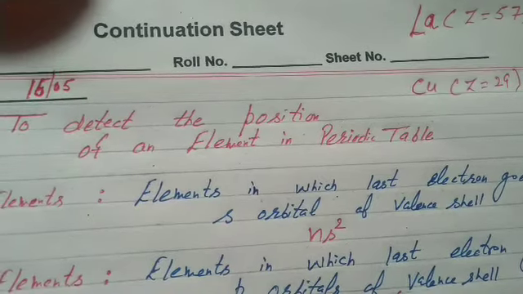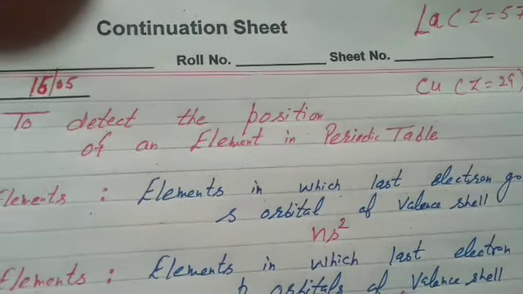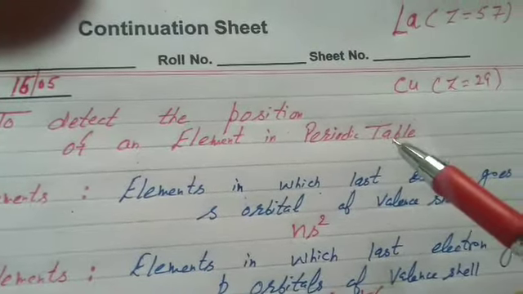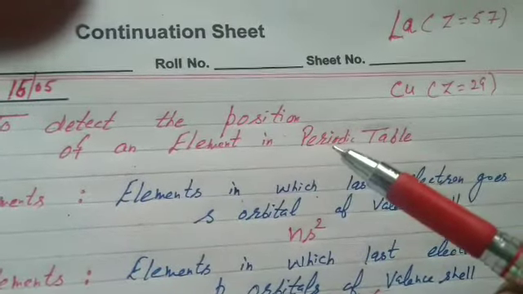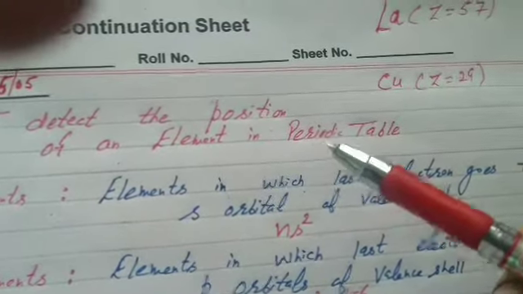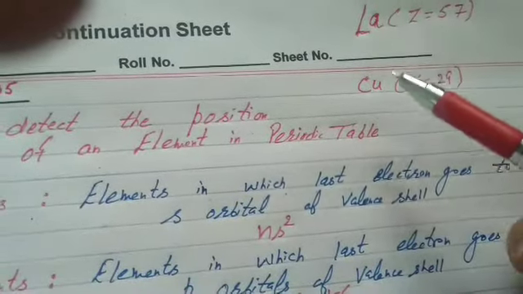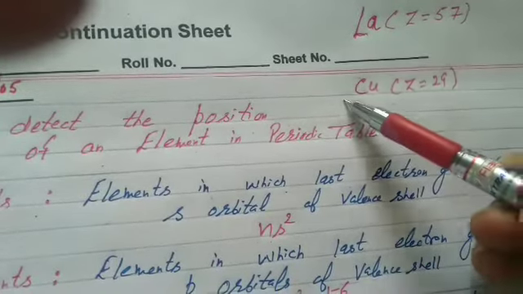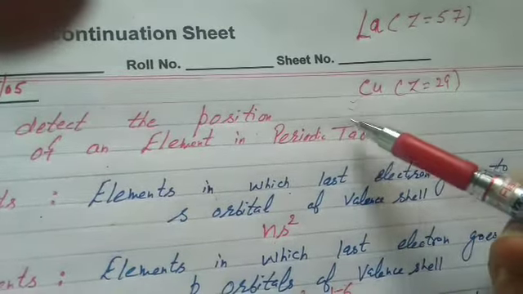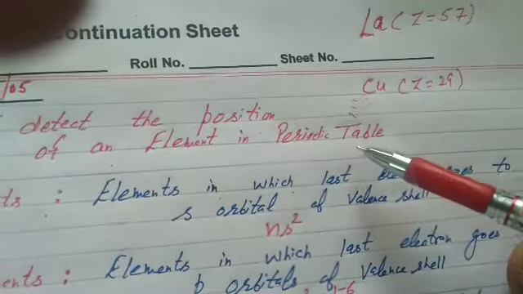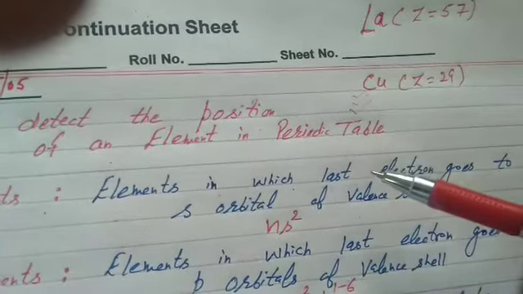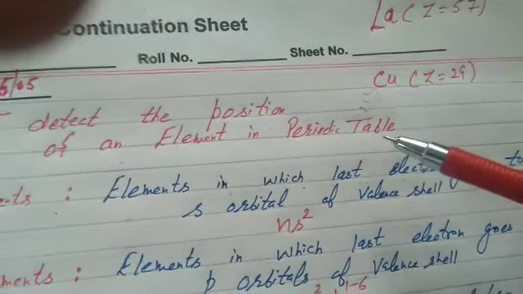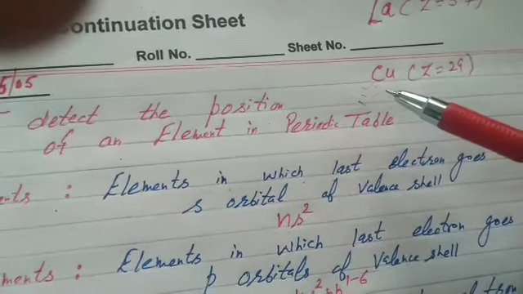Students, today in my class, we will study how to find the position of an element in the periodic table. That is, given element belongs to which period, belongs to which group, or how many unpaired electrons does it possess. Just like I mentioned two examples, lanthanum and copper. We have to answer which group it belongs to, how many unpaired electrons it possesses, to which period it belongs, or whether it is S block, P block or D block element. Within 1 minute, we can easily determine to which group and to which period it belongs.